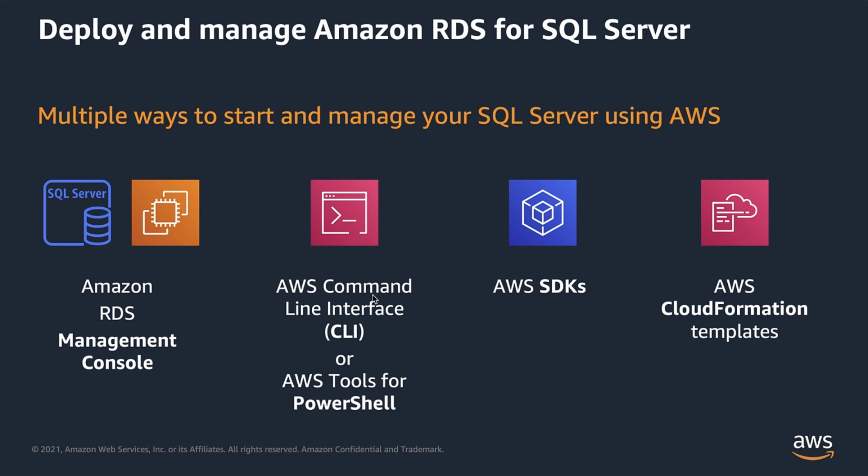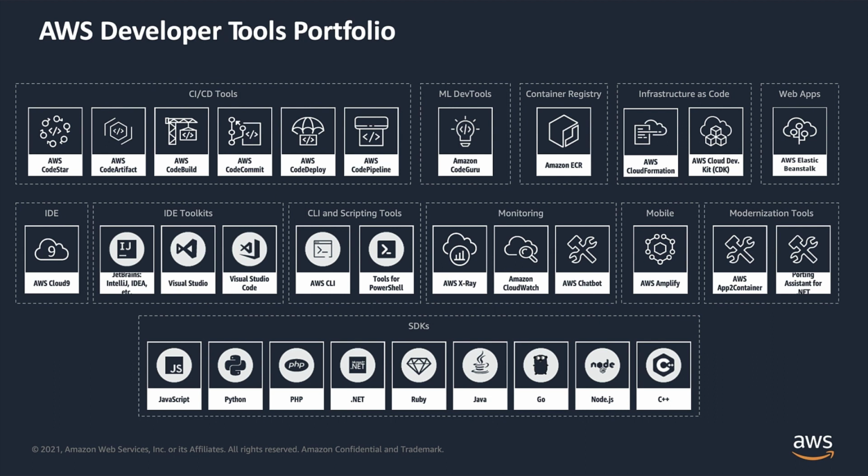There are different ways to deploy and manage Amazon RDS for SQL Server. If we look at this slide and we focus on the far left, our first option is the Amazon RDS Management Console, which is a graphical user interface that you might be familiar with already. But if you're looking to automate some of your workloads, you can leverage the AWS CLI or command line interface, or also the AWS tools for PowerShell for this purpose. But if you are a developer, you can also use the AWS SDK or the AWS CloudFormation templates for the same purpose.